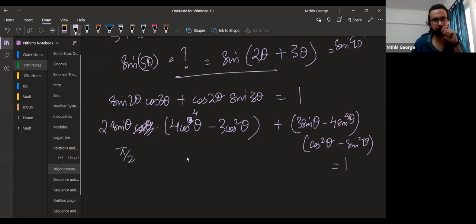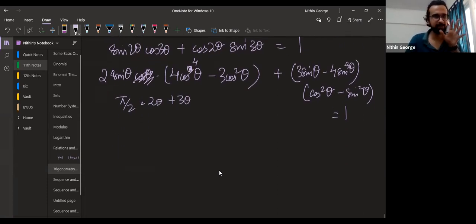I have pi by 2 equal to 2 theta plus 3 theta. Hey, I just got stuck here. Sorry about that. Just give me a second to figure it out. So I'll write 3 theta as pi by 2 minus 2 theta. Maybe this should help.